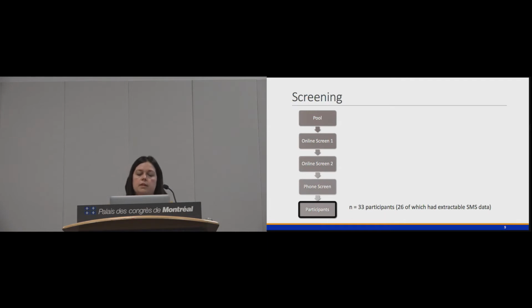In the end, we ended up running 33 participants through our lab-based study, of which 26 of them had extractable data. We lost 7 participants due to either software errors in collection of their data, or they identified a suicide attempt that was further back than the data that was available on the phone.